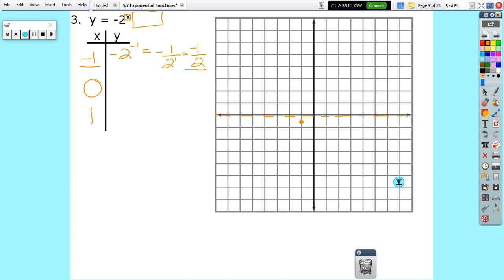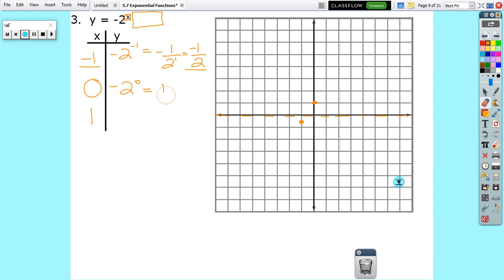Okay? Again, we're going to put -2 to the 0 power equals, anything to the 0 power is 1. Here's the catch with this one. If we say that -2 to the 0 power is equal to 1, and we plot the point 0, 1, we've crossed over that asymptote. And we know that that asymptote there, that line can't be crossed by our graph.